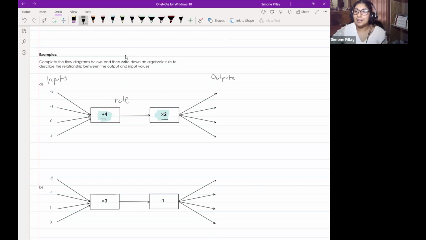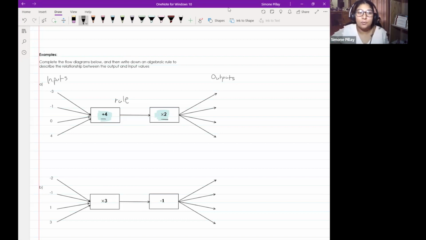So it's almost like a machine. Think about it, guys. You put something in the front of the machine, it goes through the conveyor belt, stuff gets done to it in the middle. That's our rule. And at the end of the machine, it comes out as a finished product, and that is our output. And so that's how a flow diagram works.